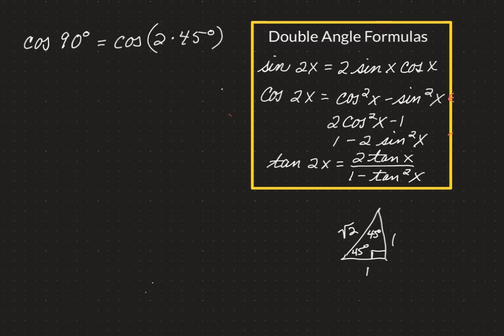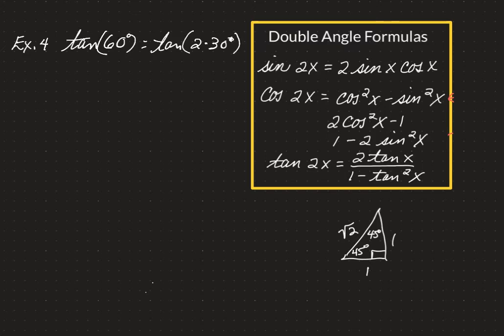Let's do an example with tangent. I think I'm about on example 4, and I'm going to say let's find the tangent of 60 degrees, because we can verify that, just like we could verify the cosine of 90 degrees. So this is equal to the tangent of 2 times 30 degrees. According to our tangent formula, that is the same thing as 2 times the tangent of 30 degrees divided by 1 minus the tangent squared of 30 degrees.